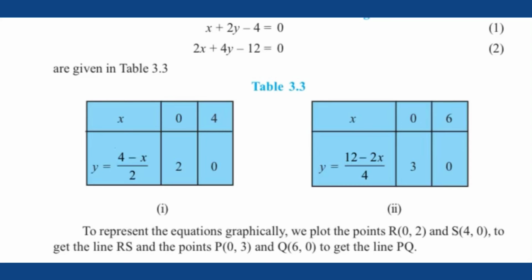And if we take x is equal to 6, we get y is equal to (12 minus 2 into 6) by 4, that is (12 minus 12) by 4, which is equal to 0. So corresponding to the second equation, the coordinates are (0, 3) and (6, 0).